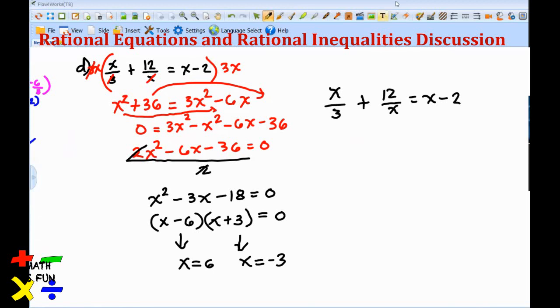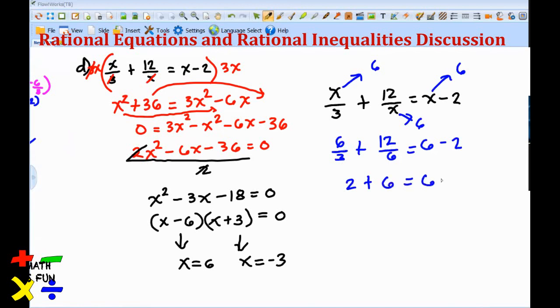Let's start with 6. So we will change this by 6, this by 6, this by 6. So it will become 6 over 3 plus 12 over 6 equals 6 minus 2. So 6 over 3 is 2, 12 over 6 is 6, 6 minus 2, 8 equals 4. So this is not correct, right? So it can't be.